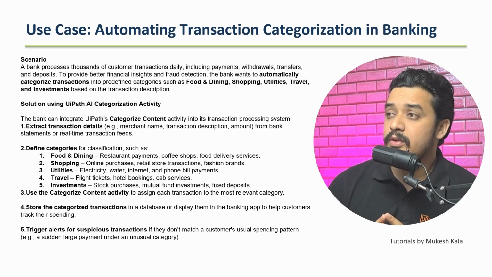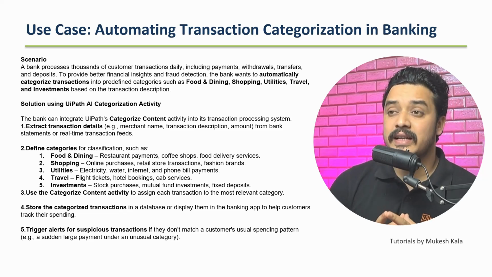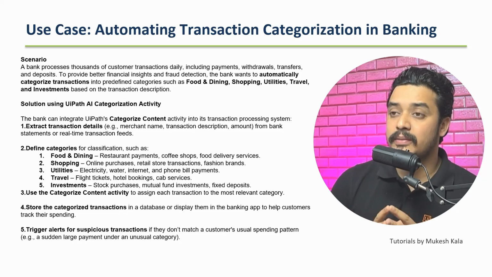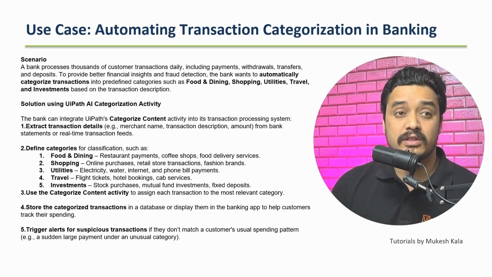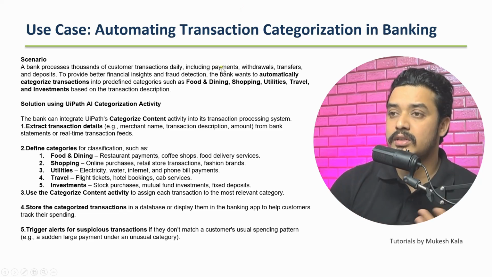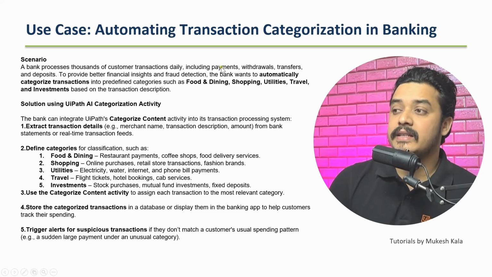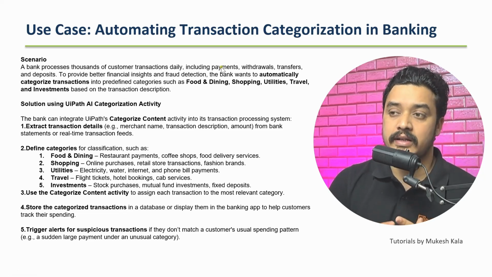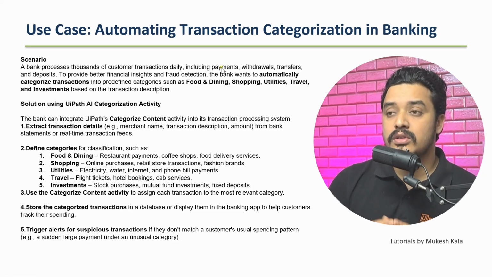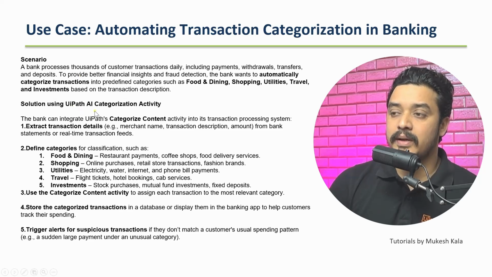This is the same use case, guys: automating transaction categorization in banking. To better understand, let's say there is a bank which has thousands of customers who are doing withdrawals, payments and transfers, and as a banker you now want to categorize them. So what is the solution? The solution we are using today is the UiPath AI categorization activity.